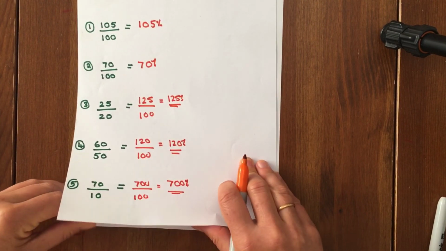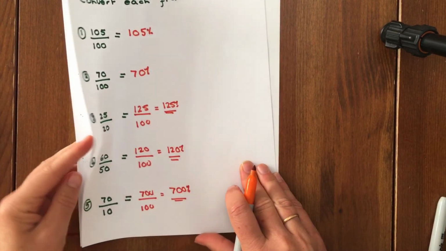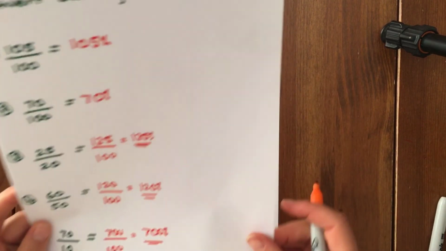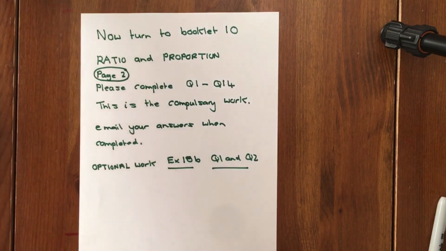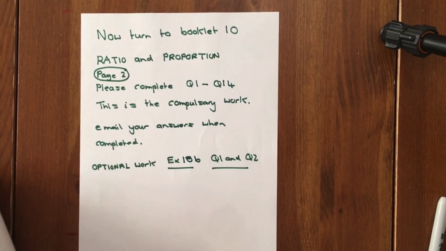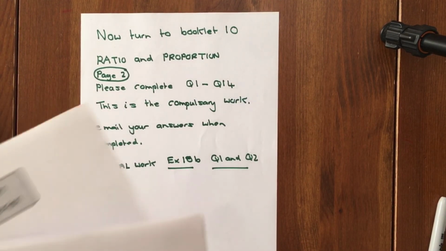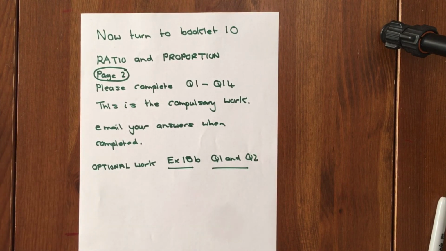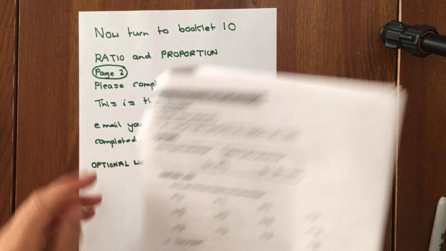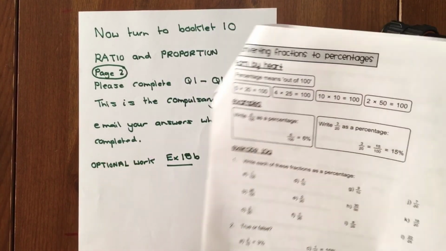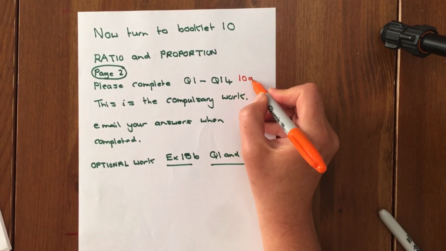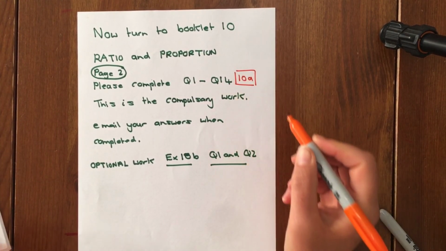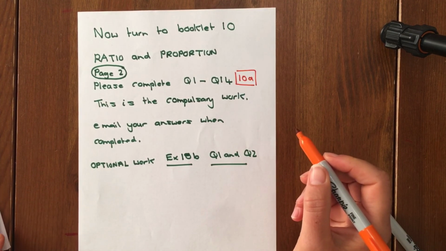Right, so what I would like you to do, that's the end of my teaching for today. I would like you now to turn to booklet 10, so this booklet here, and turn to page 2, so this page here, converting fractions to percentages. Okay, so you're going to go to this page here. Exercise 10A is the work you're going to be doing. So exercise 10A, there's 14 questions. This is your compulsory work.